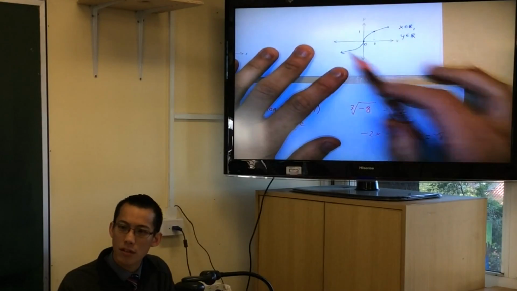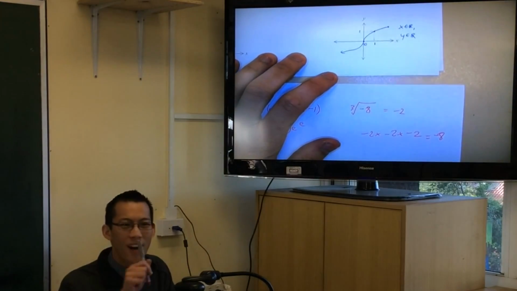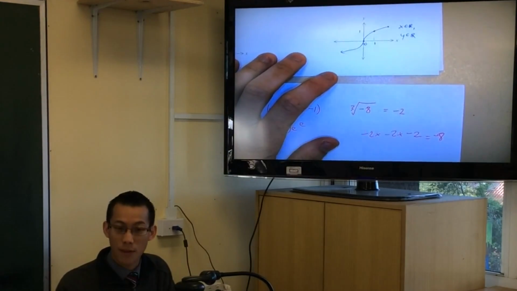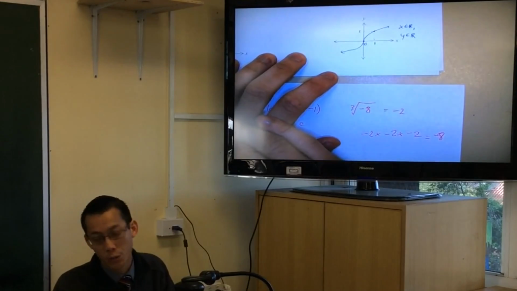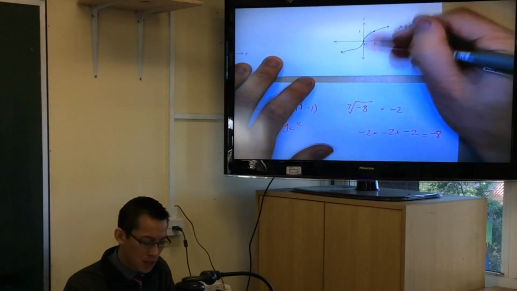What kind of symmetry does this function have? It has odd symmetry because it's just like the cubic function. In fact, it's what we call the inverse. We'll get into that in more detail later. So you've got this shape.